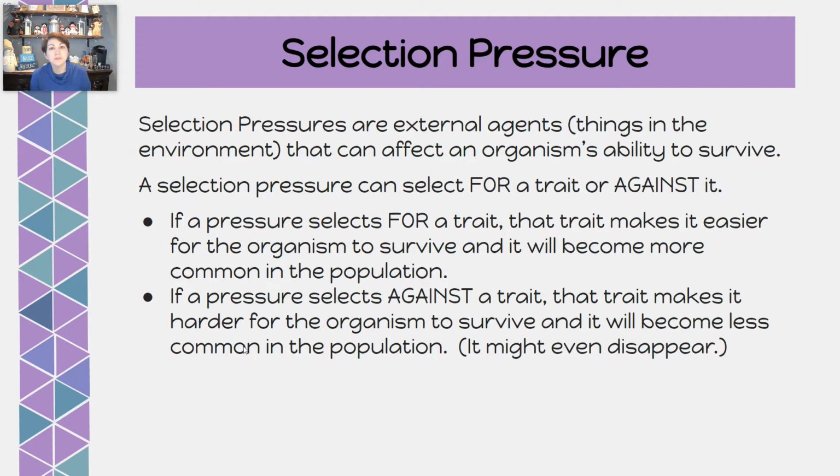So selection pressures can be for or against a trait. If it's for a trait, that trait helps increase the fitness and increase the survival of the organism, so that trait will become more common. So if we select for a trait, it becomes more common. If the pressure is against the trait, for some reason, that trait must make it harder to survive and reproduce, reducing the fitness. And so that trait is going to become less common. It might even disappear. So when we select against a trait, it becomes less common.